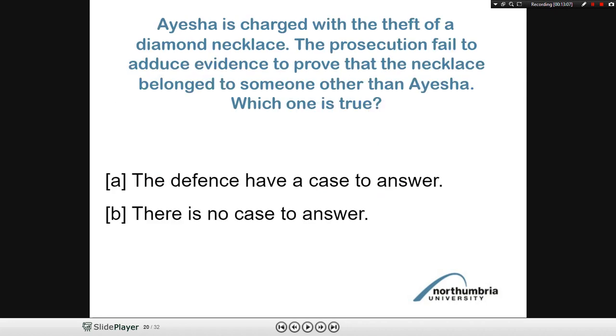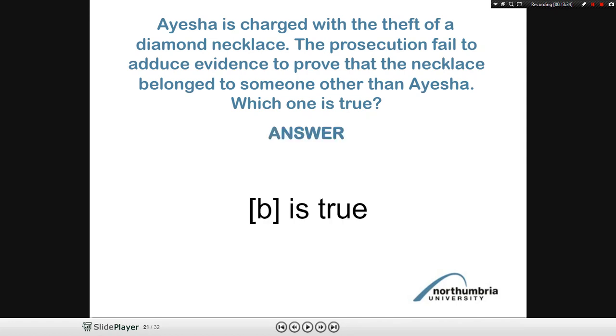Ayesha is charged with theft of a diamond necklace. The prosecution failed to adduce evidence to prove that the necklace belonged to someone other than Ayesha. Which one is true? Number A, the defendant has a case to answer, and number B, there is no case to answer. Number B is true.